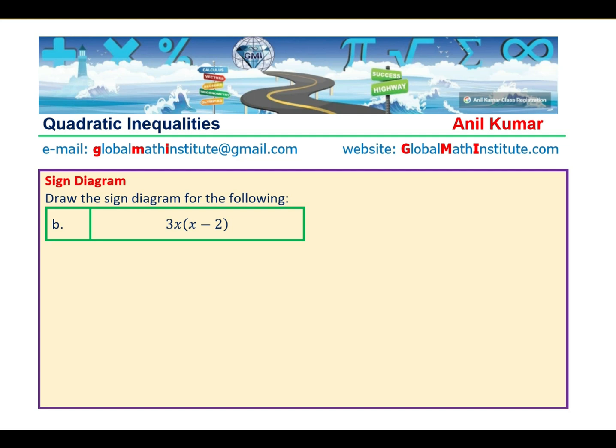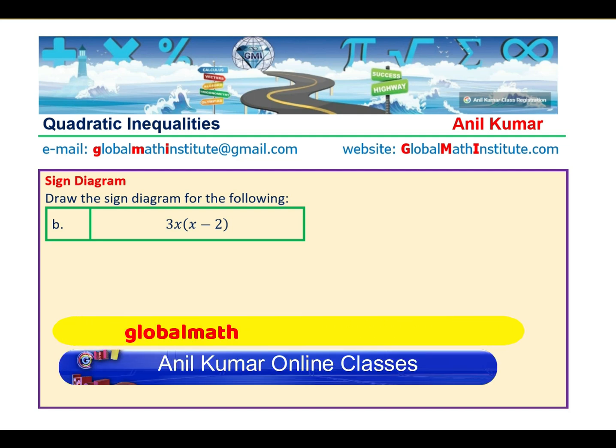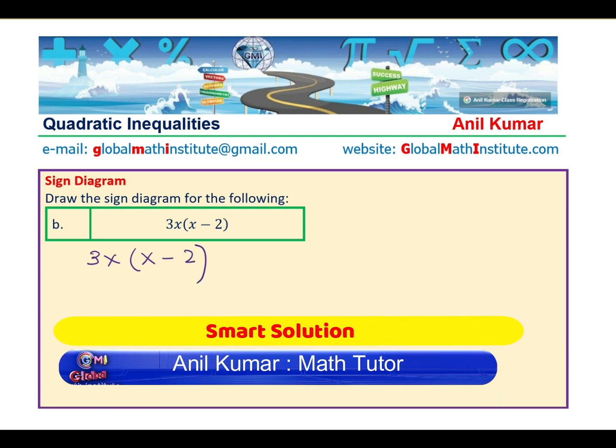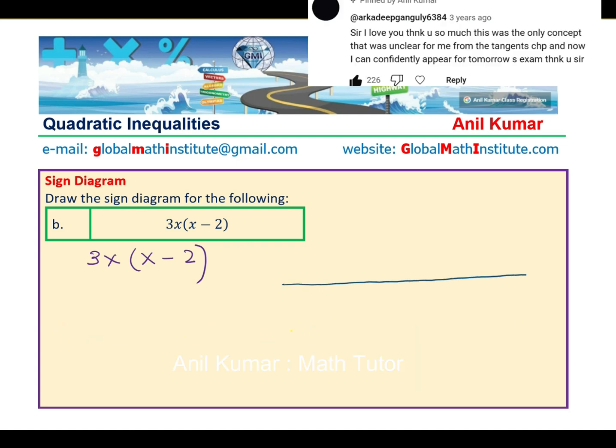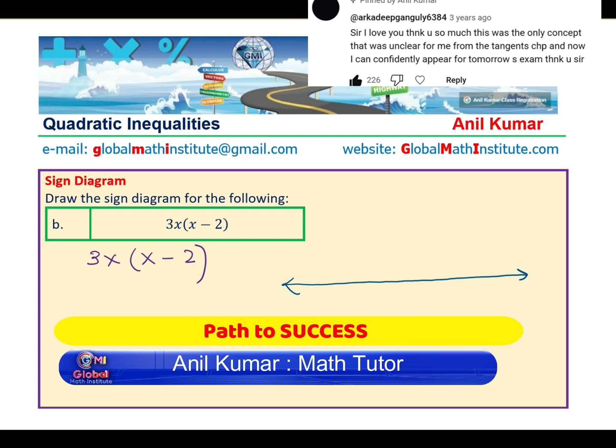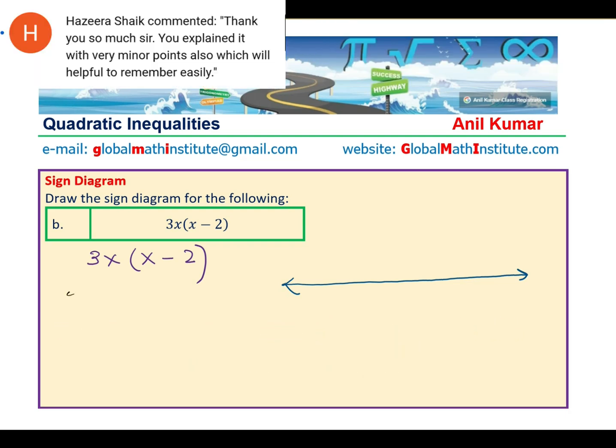Now here we have a factored form, right? So you don't have to factor in this case, but understand the concept. Once again, when you have a factored form, on a number line, mark the x-intercepts or zeros. The zeros for this are at 0 and at 2.